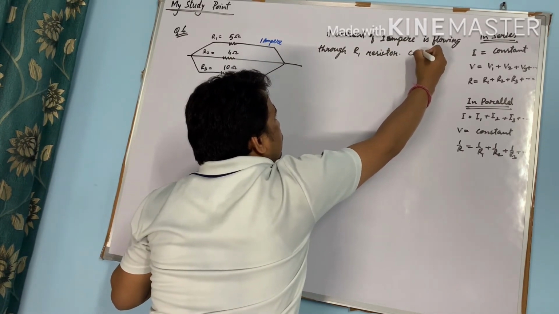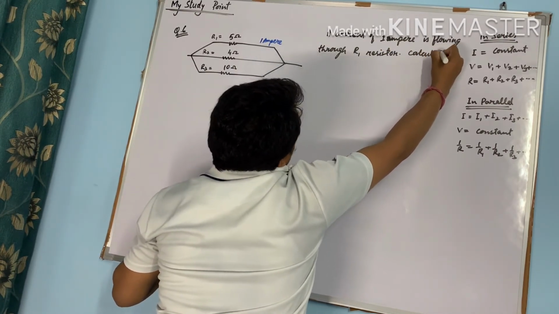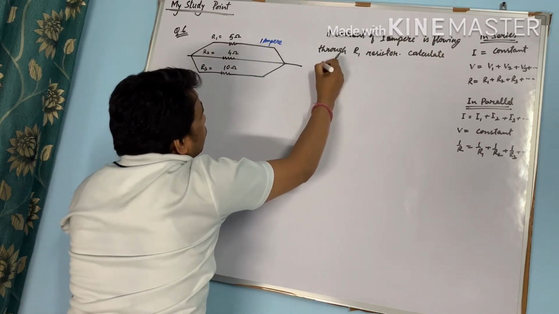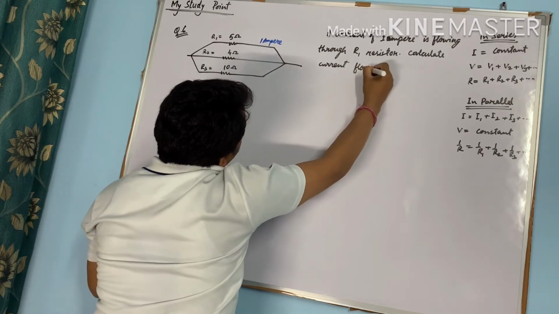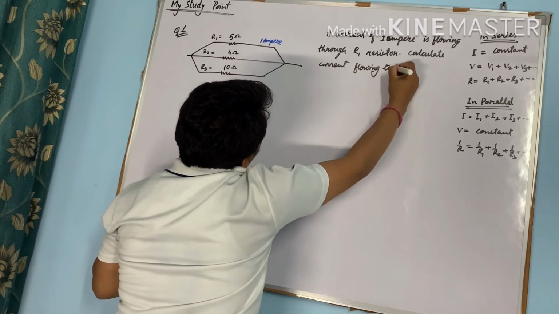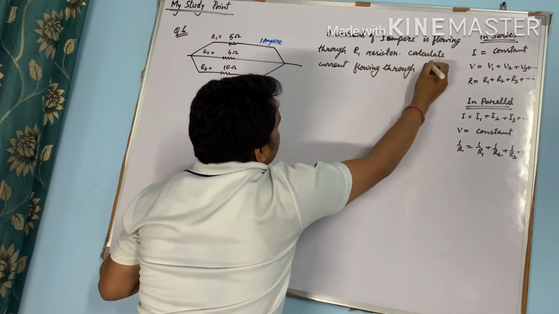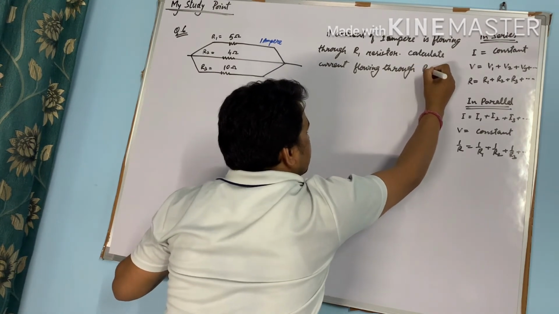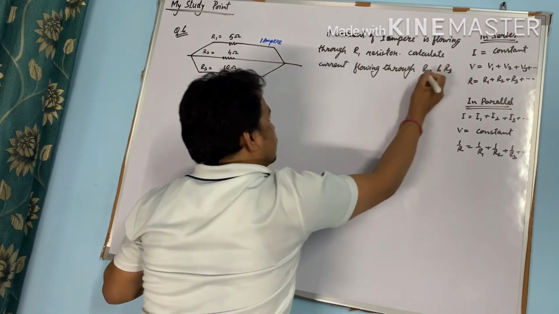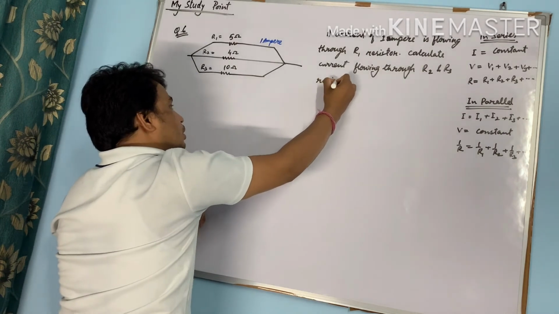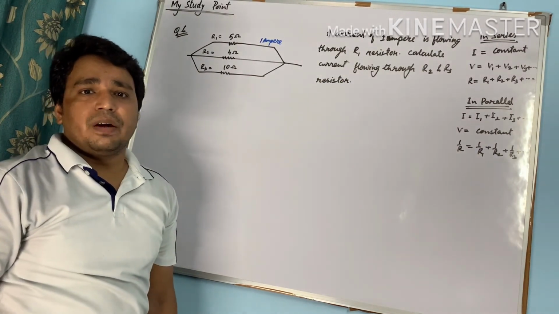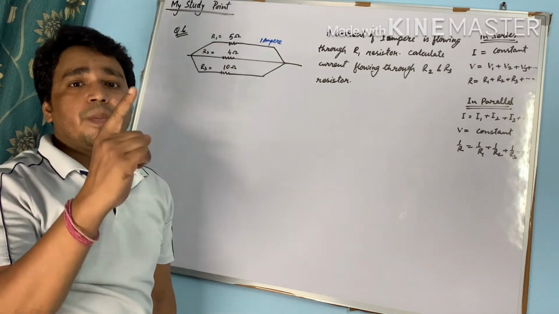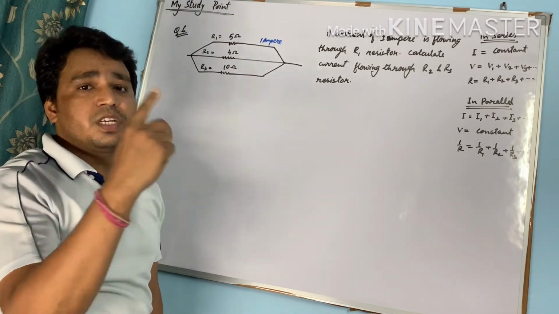Calculate the current flowing through the other two resistors, that is R2 and R3 resistors. Okay, this is the question. Now before attempting any question, you have to see first whether it is a series or parallel question. Now this one is a parallel question.